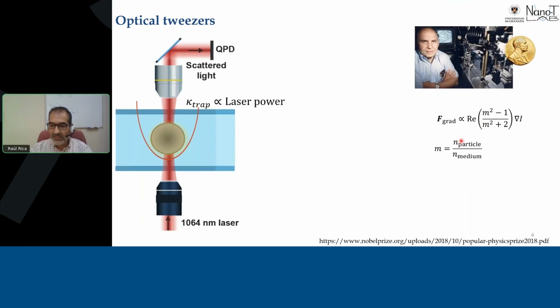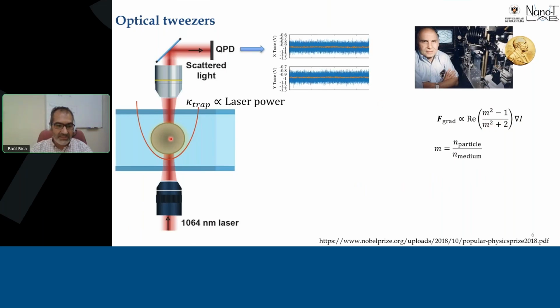This happens if the material the particle is made of has a refractive index that is larger than that of the medium. So typically for dielectric particles, you will experience a force that is proportional to the gradient of intensity by this factor that is usually called the Clausius-Mossotti factor.